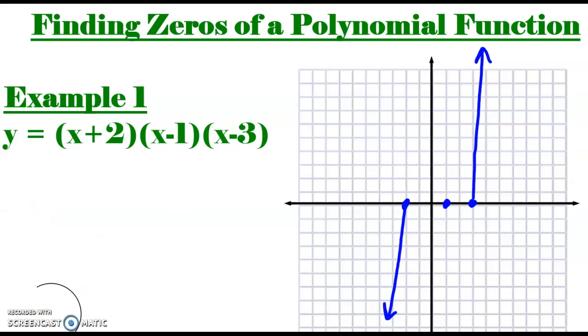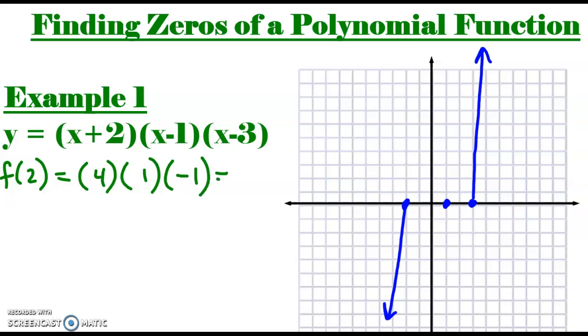So if I plug 2 into this, if I do f of 2, well, 2 plus 2 is 4. 2 minus 1 is 1. 2 minus 3 is negative 1. 4 times 1 is 4, times negative 1 is negative 4. So that gives me the point 2, negative 4.